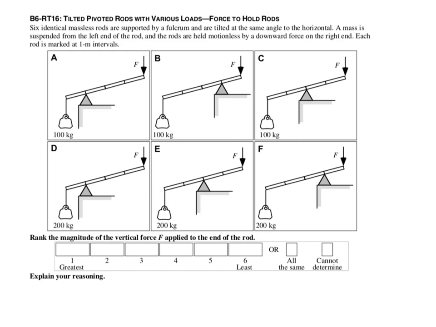Chapter 11, Number 8. Six identical massless rods are supported by a fulcrum and are tilted at the same angle to the horizontal. A mass is suspended from the left end of the rod, and the rods are held motionless by a downward force on the right end. Each rod is marked at 1 meter intervals. Rank the magnitude of the vertical force F applied to the end of the rod.